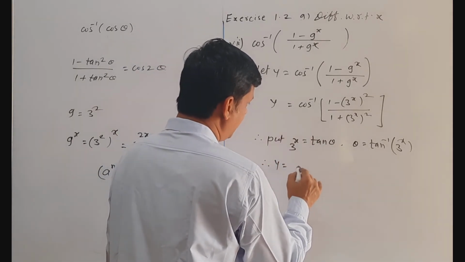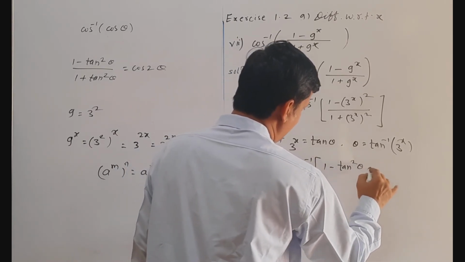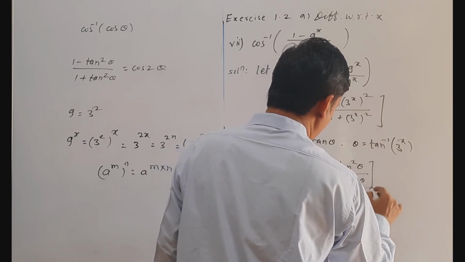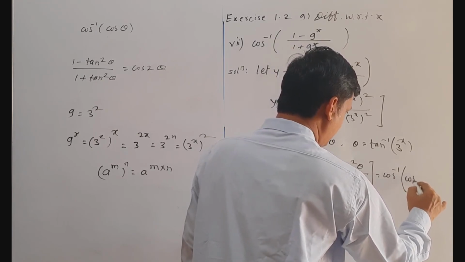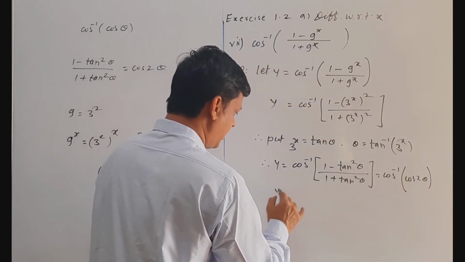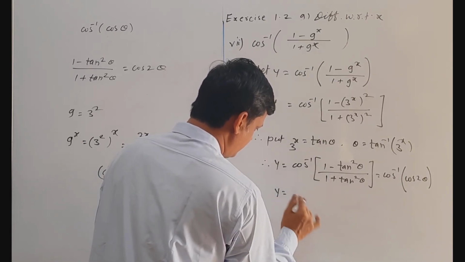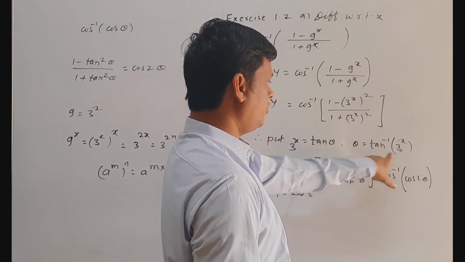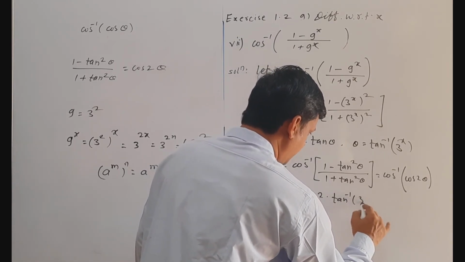Therefore y is equal to cos inverse of (1 minus tan square theta) upon (1 plus tan square theta), which is equal to cos inverse of cos 2 theta. So cos inverse and cos get cancelled. So we get here y is equal to 2 theta. Now from this we substitute the value of theta as tan inverse of 3 raised to the power x.